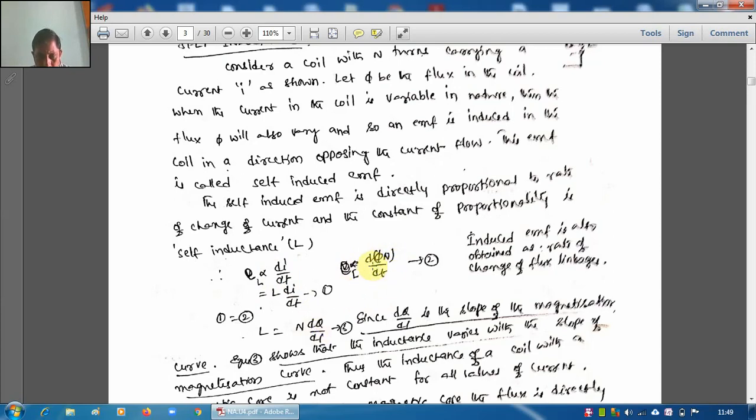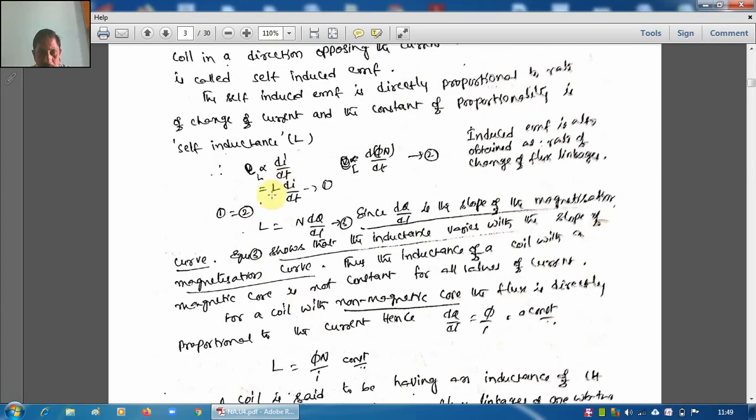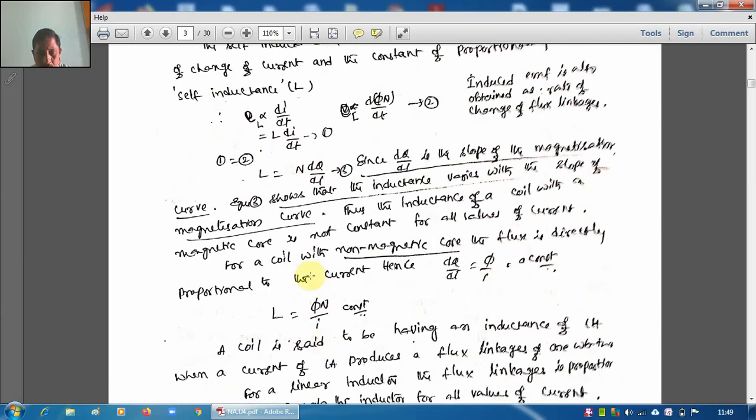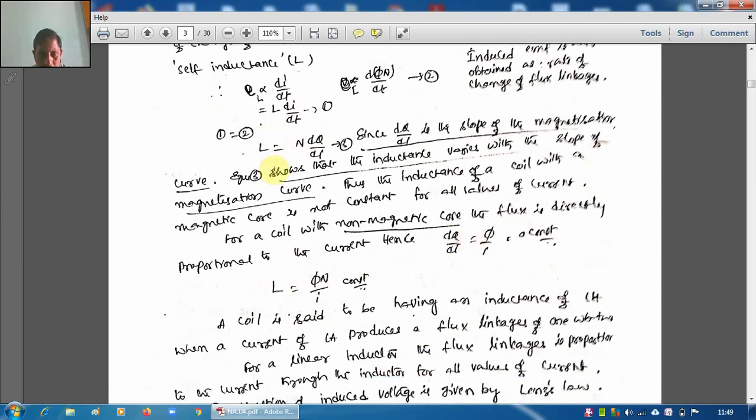This d psi by dt is again written as N d phi by dt. N is taken out and written N d phi by dt. If you equate these two, both are expressions for EMF, L di by dt and N d phi by dt, and by simplifying we will get L equal to N phi by I. This is the expression already we have given in the definition of inductance in the first unit. So inductance can be defined as ratio of N phi by I, that is ratio of flux linkage to the current.